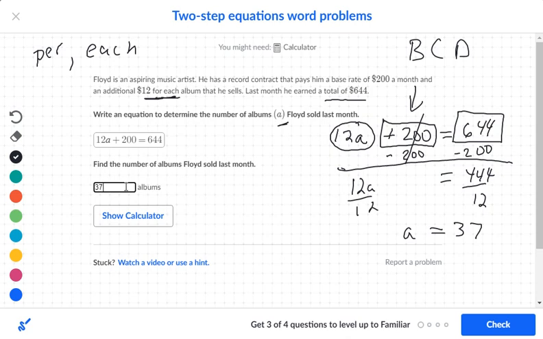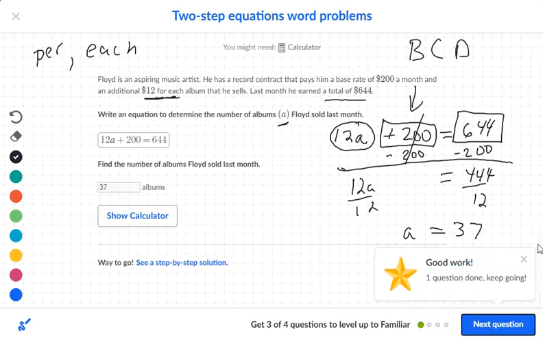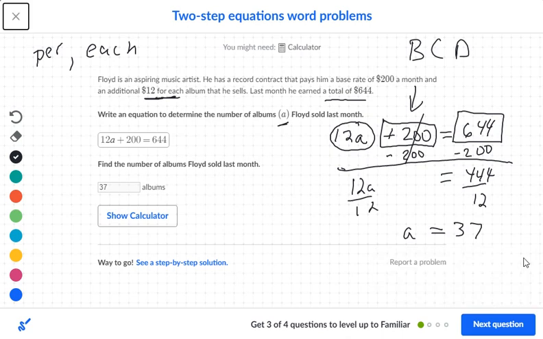So let's check this. Does he have to sell 37 albums in order for him to make $644? And that one is correct. Now remember, you want to look for the word per and each. Those words do come up a lot in these word problems, so use that to your advantage. Now, there are some cases where they don't come up, but they do appear more often than what you think. So anytime you see the word per or each, that will tell you where the letter goes. So that's why I knew that the letter immediately went with the A, because I saw the word each.